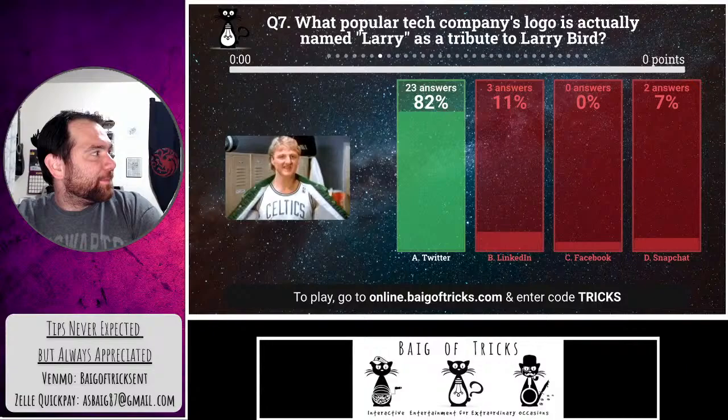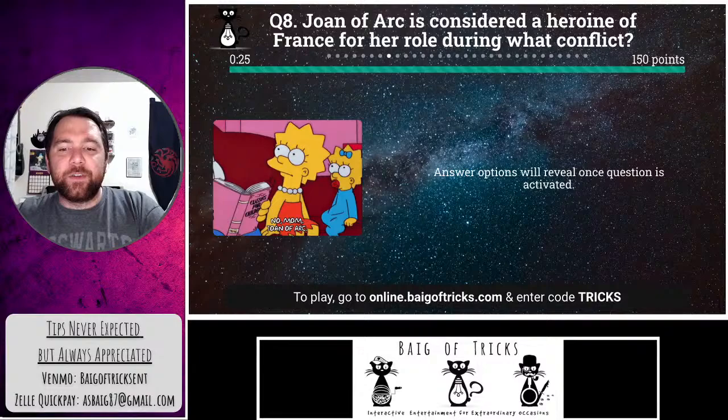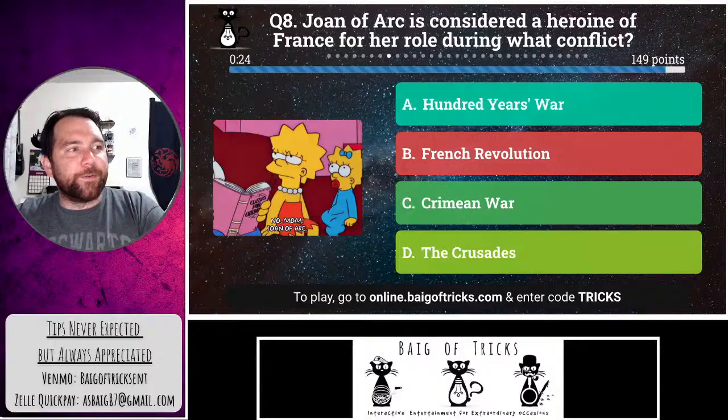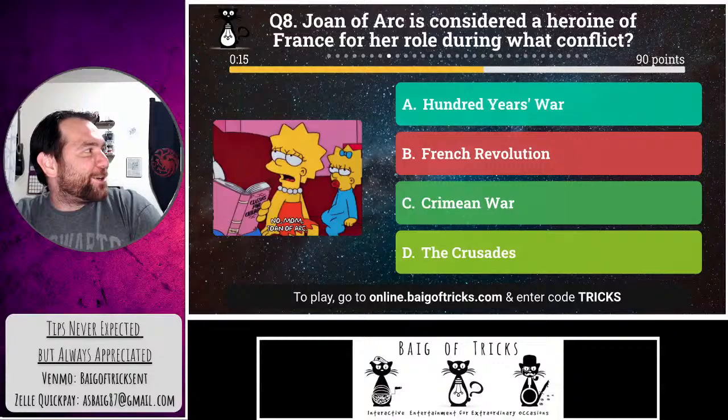Question number 8. Joan of Arc, you might have heard of her, is considered a heroine of France for her role during what conflict? Is it the Hundred Years' War, the French Revolution, the Crimean War, or the Crusades? Crimean? I thought you were saying Korean wrong. You thought I was pronouncing Korean Crimean?